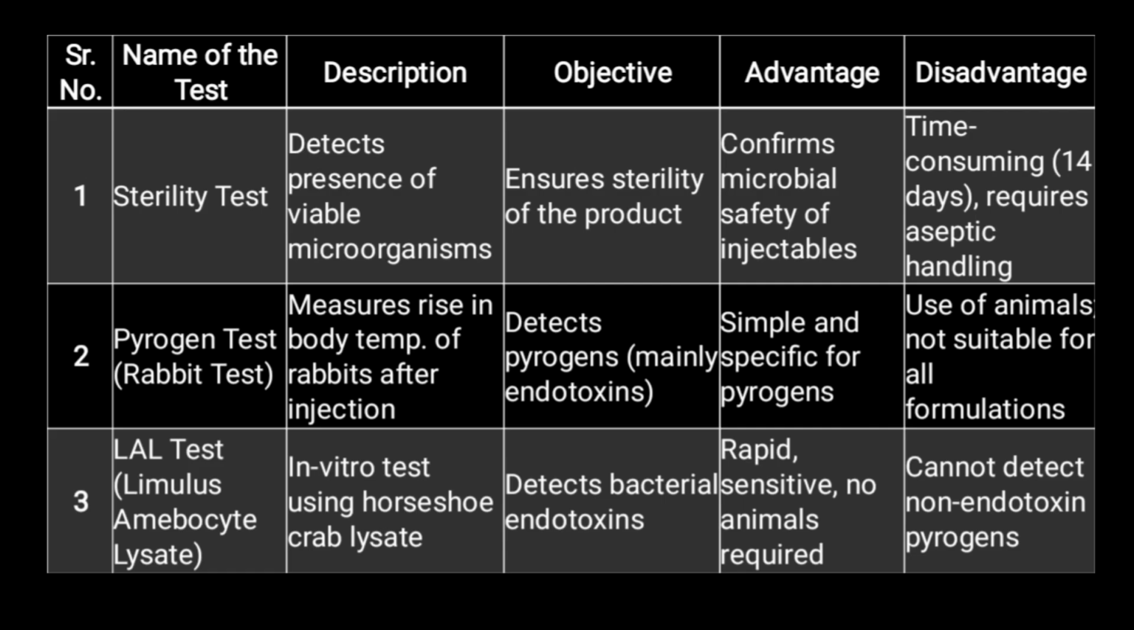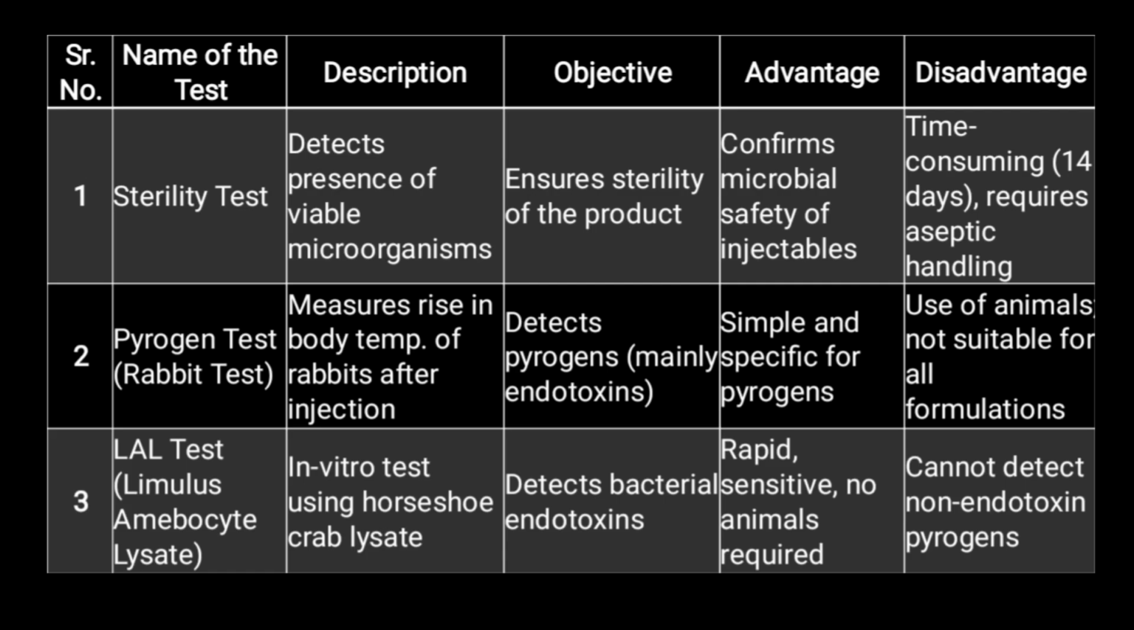Moving to the second test, that is the Pyrogen test, which is also known as rabbit test. This test measures rise in body temperature of rabbit after injection of the parenteral product, and it is done in order to detect the pyrogens, mainly endotoxins. It is simple and specific for pyrogen. However, the disadvantage for this test is it uses animals and also it is not suitable for all formulations.